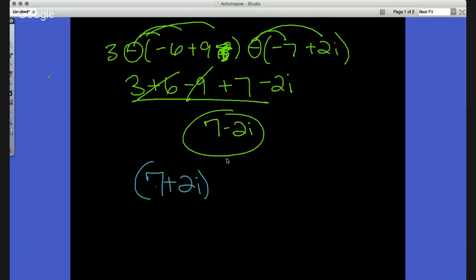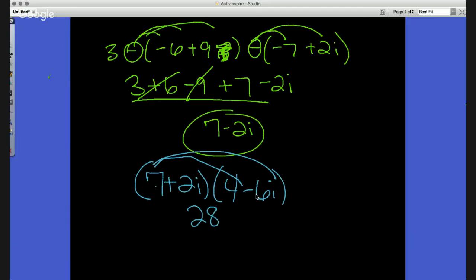7 plus 2i, we're going to distribute here, times 4 minus 6i. Okay? So with 7, what can we do with 7? Yeah, we're just distributing, right? Got to go to both sides here. So 7 times 4, 28. Good. 7 times -6i, -42i. Good. Just make sure we got signs there. 2i times 4, 8i, and obviously 2i times -6i gets me.